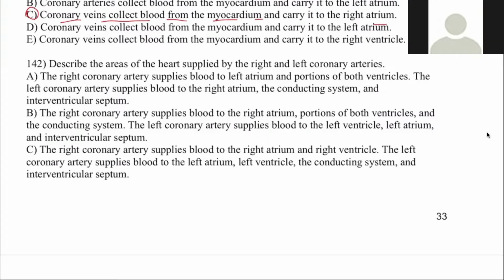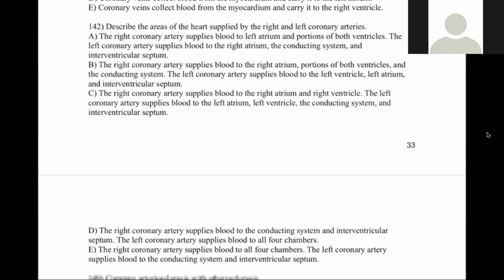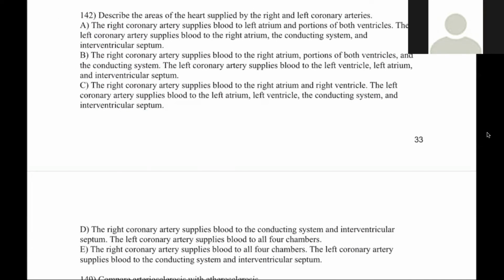Describe the areas of the heart supplied by the right and left coronary arteries. Let's see. Okay, the right coronary artery supplies blood to the right atrium and right ventricle. The left coronary artery supplies blood to the left atrium, left ventricle, conducting system, and interventricular septum.